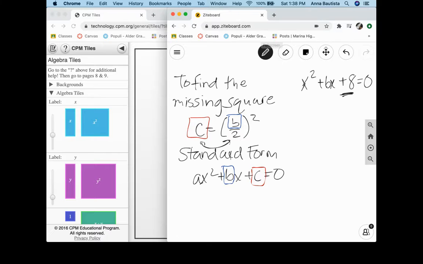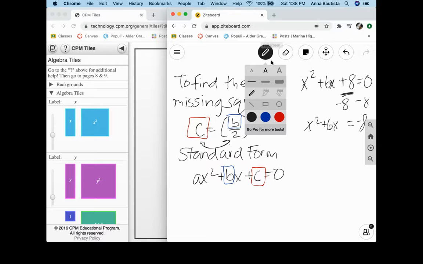So in order to find a number for c that is a perfect square, we're going to subtract 8 from both sides so that we can solve for that. We'll be left with x squared plus 6x equals negative 8. Now we see that we are missing our c value. We no longer have a c value here. No c value there. So now we can solve for c.